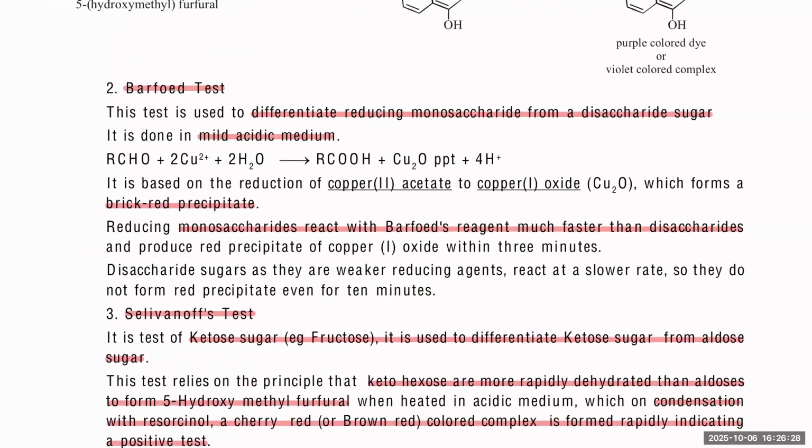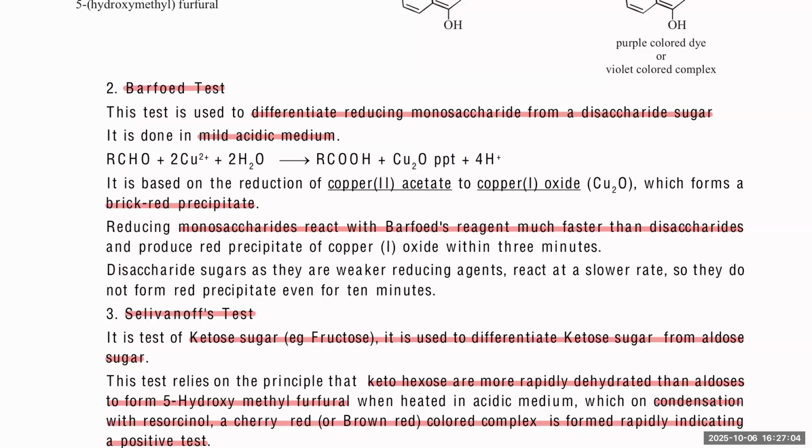Next one is Barfoed test. Barfoed test is mainly used for differentiating monosaccharides from disaccharides. But to do that, we require a mild acidic condition. If we use a mild acidic condition, any form of monosaccharides we have, they get easily oxidized, and copper will get easily reduced to form a red precipitate.